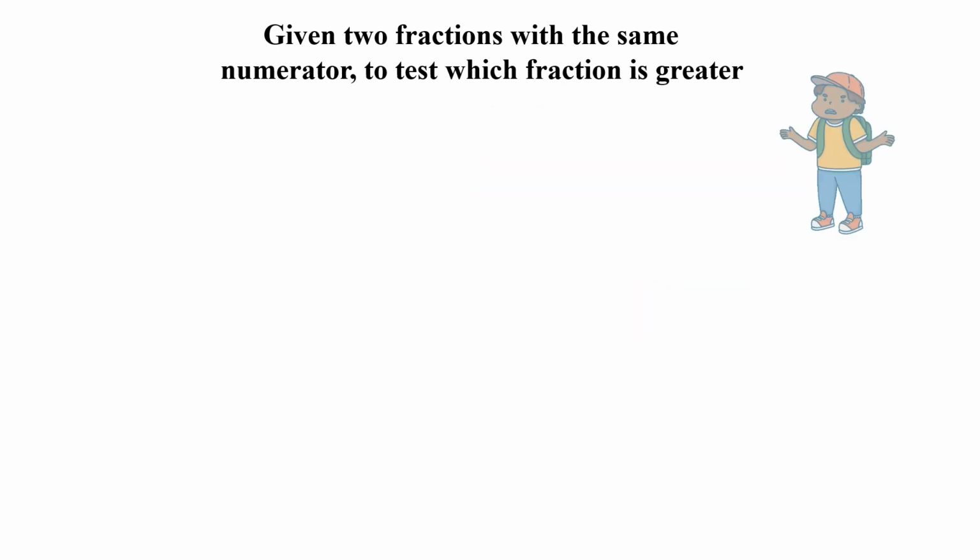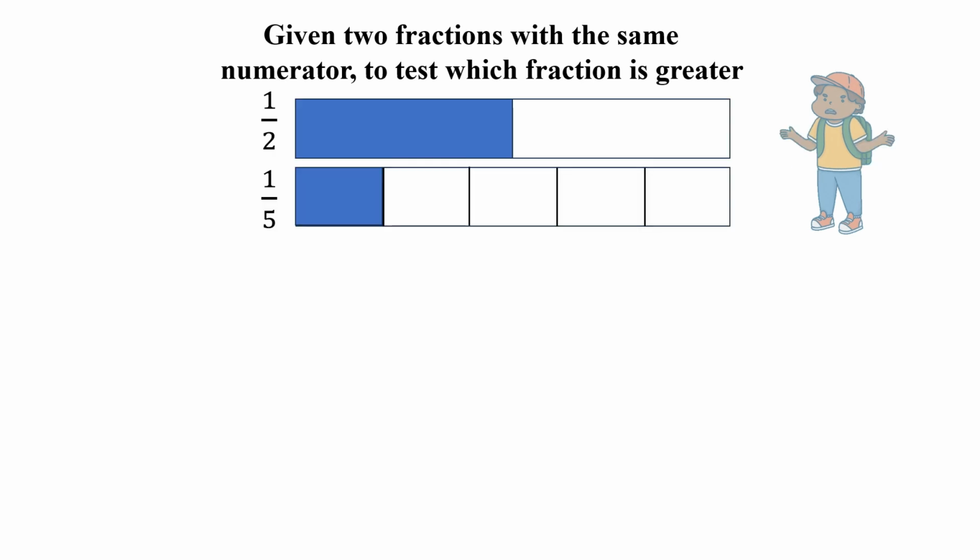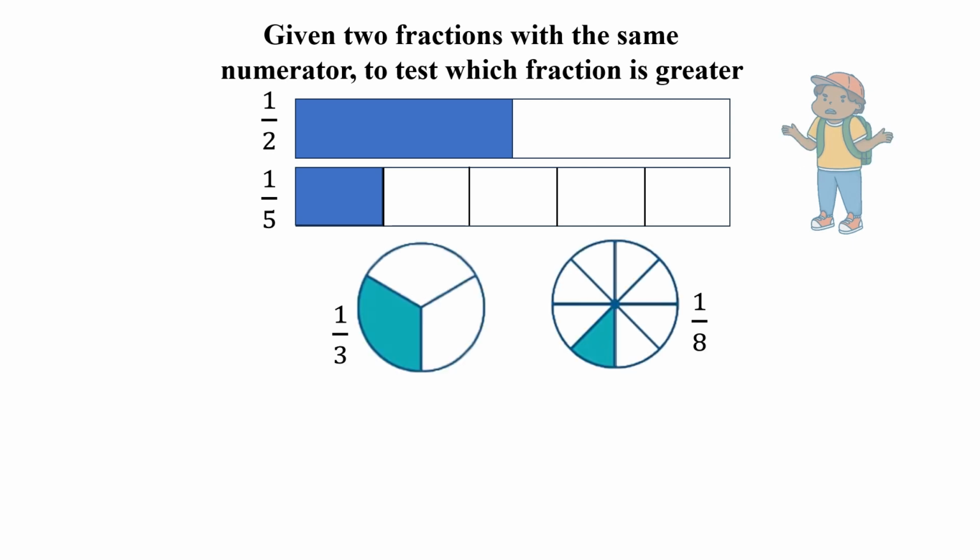Given two fractions with the same numerator, to test which fraction is greater. Just by visualizing, you can tell 1 by 2 is greater than 1 by 5. And here you can say that 1 by 3 is greater than 1 by 8. So again, as before, cross multiplication. So we get here 5 and 2. Now 5 is greater than 2.